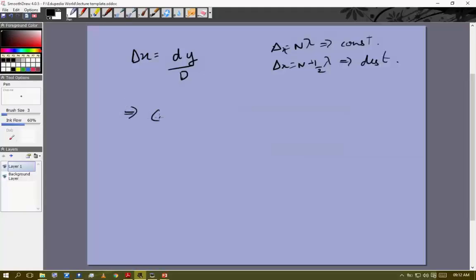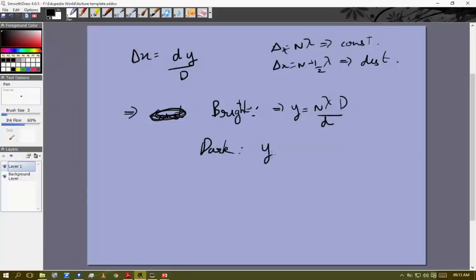That means from here we can see that for constructive, I'll just write bright and dark, that will be more realistic. For bright fringes, delta x is equal to n lambda. That means y is equal to n lambda capital D by small d. And for dark fringes, y is equal to (n plus half) lambda capital D by small d.